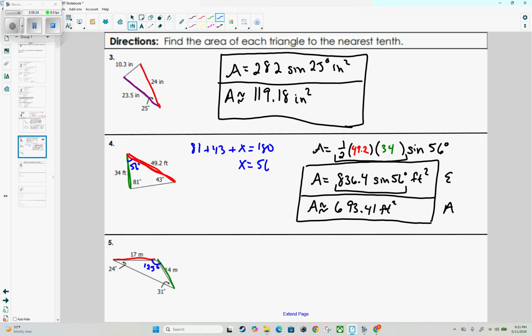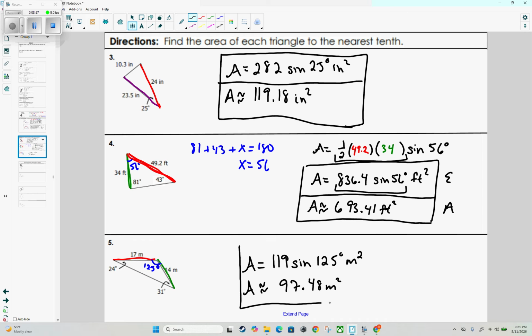Oops, that's my little degree side. And then I'm going to go ahead and give you the answers, as I said. So the exact answer for this should be 119 if you multiplied everything correctly, and then sine 125, and it's meters squared. And then the approximation would be me just plugging this into the calculator, 119 sine 125, and you should roughly have 97.48 meters squared.